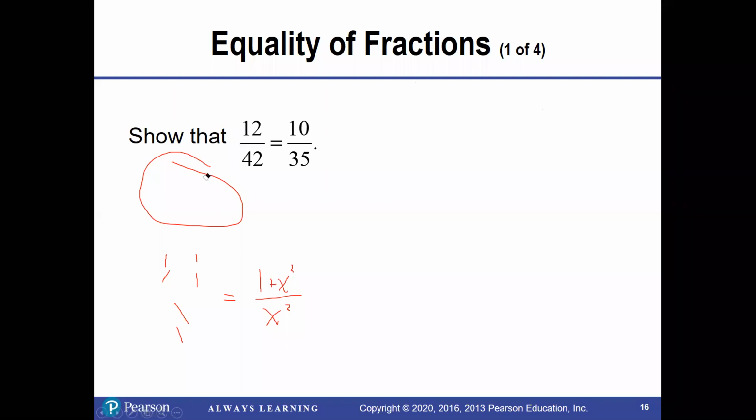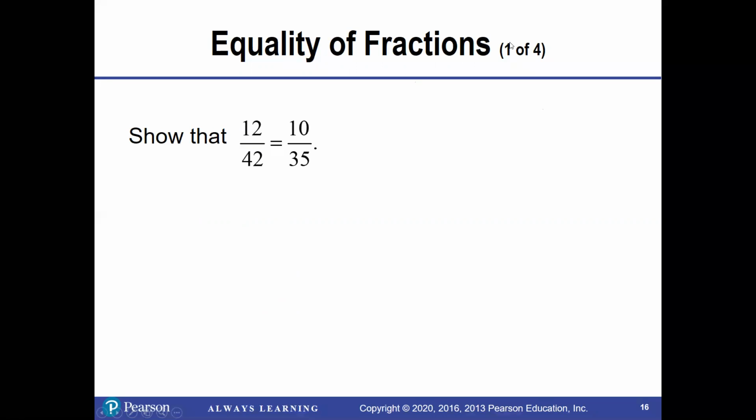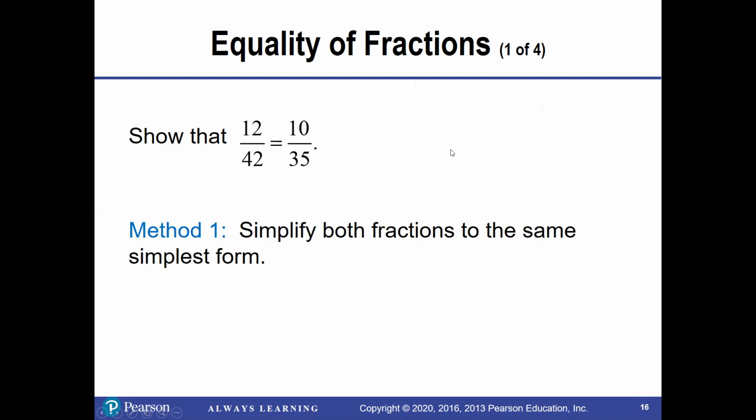So let's look at this one. How do I show that something is equivalent is what it's asking for. Okay, so if I want to say, how are these equivalent? Well, there's a couple ways you can do it. You can reduce both of them and see if they end the same fraction. You can cross multiply and see if you get the same numbers. Okay, so one method, simplify both fractions in the same simplest form.